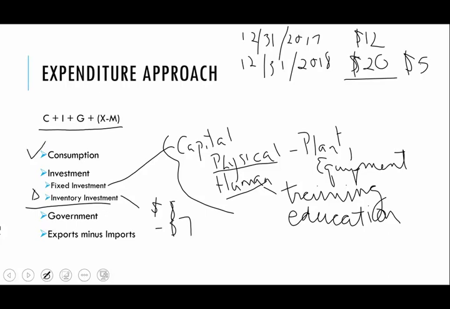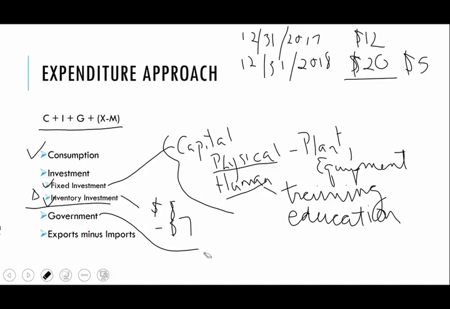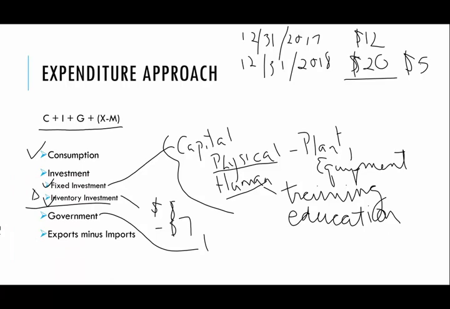So consumption, fixed and inventory investment, those are two of the categories. Government spending is another category, and we want to be sure that we do not include transfer payments. Hold on just a minute. Transfer payments are payments such as Social Security, food stamps, women, infant, and children programs, all types of government welfare.